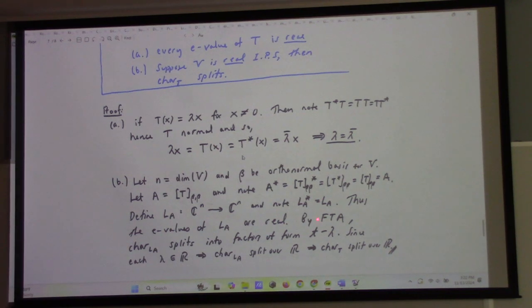Therefore, the eigenvalues are real, and by the fundamental theorem of algebra, the characteristic polynomial of A splits into factors of the form t minus lambda, and lambda is real, which means that, likewise, if we view A instead as a matrix over the reals rather than the complexes, the characteristic polynomial of A splits over R. So, if the characteristic polynomial for A splits, the corresponding characteristic polynomial for the linear transformation splits. We always have this back and forth between the matrix and the transformation's characteristic polynomials. They are one and the same.